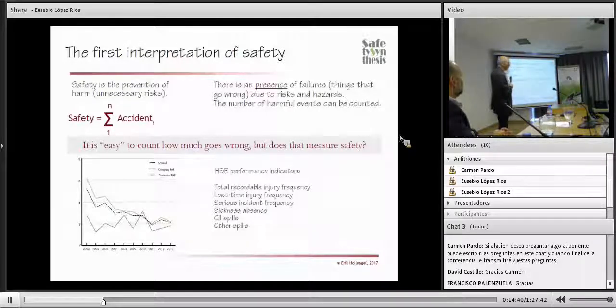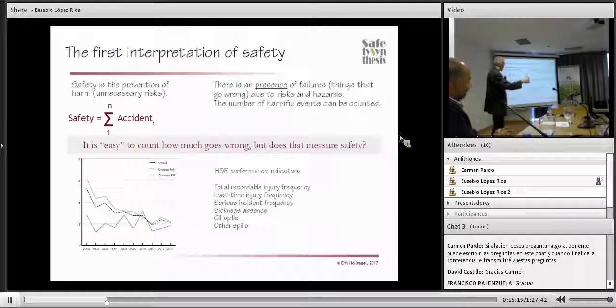As a formula, safety is the sum of accidents. Strangely enough, you measure safety by accidents and not by safety. The definition is safety is the prevention of harm, the prevention of unnecessary risk. And if you look at the ways that you try to understand safety, you have indicators of safety. And I've taken some indicators here from industry, HSE, health, safety, and environment, performance indicators.